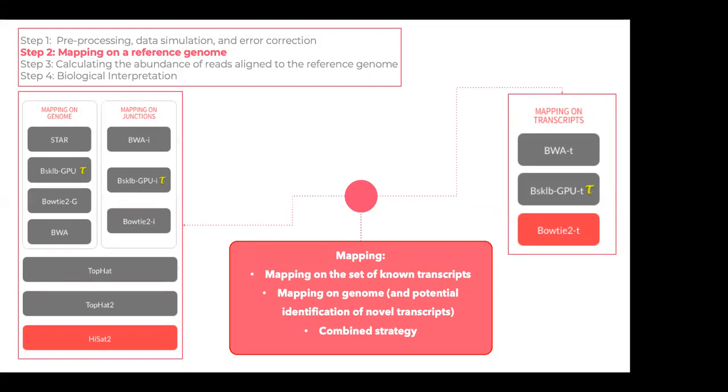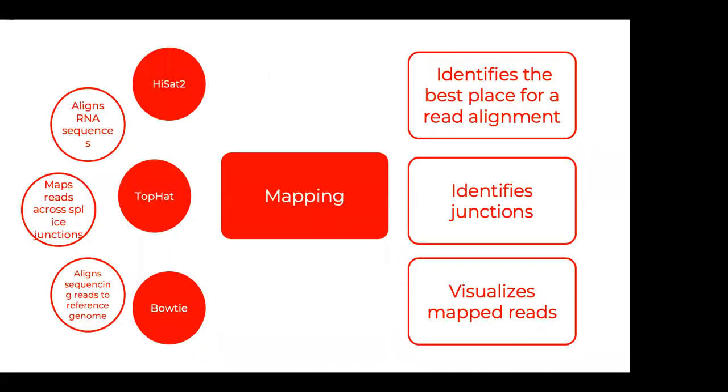Another is HiSat 2. HiSat 2 is an alignment algorithm alternate to TopHat 2. Similar to TopHat and TopHat 2, HiSat 2 aligns reads to the reference genome and builds a map of junction reads for assembling transcripts. These all things we covered in the last meeting, and we also did a demo pipeline. So these are the popular mapping methods, and they're color coded in red.